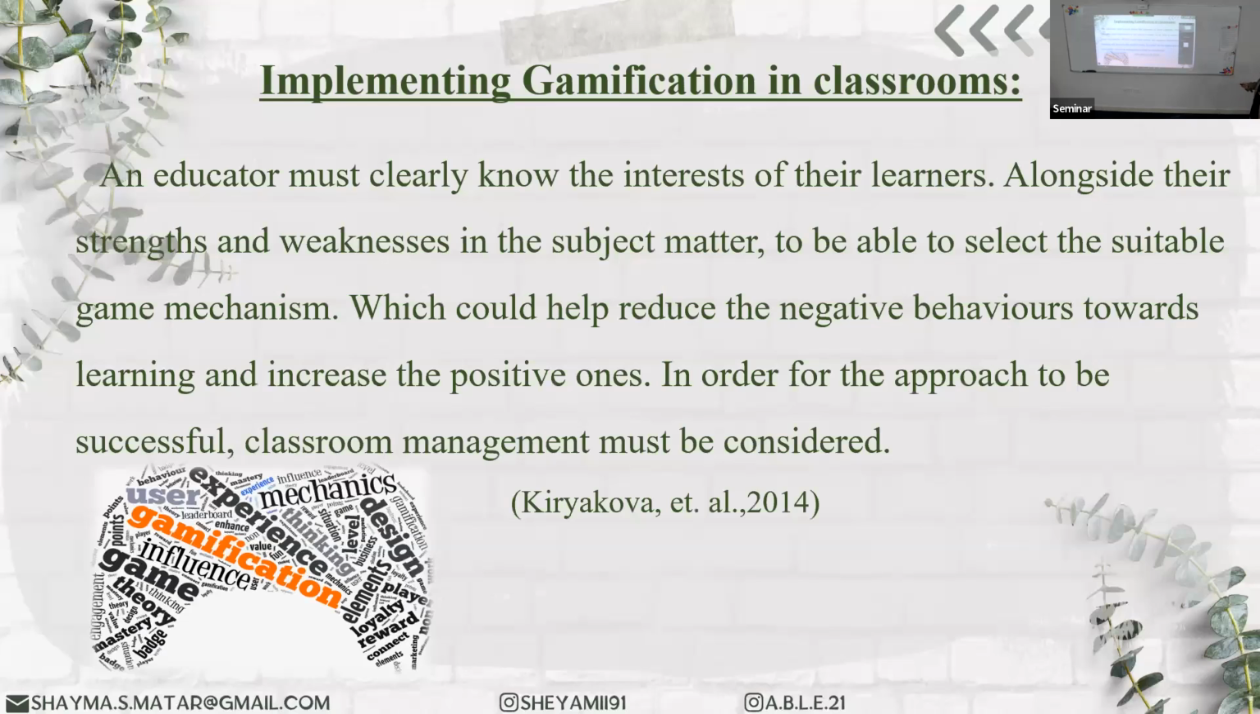An educator must first clearly know the interests of their students. Okay, this is one. Two, I have known that my students, for example, I teach girls, so they like flowers and butterflies and colors. So basically, I have got the interests of my students. Then I must know their weaknesses and their strengths.